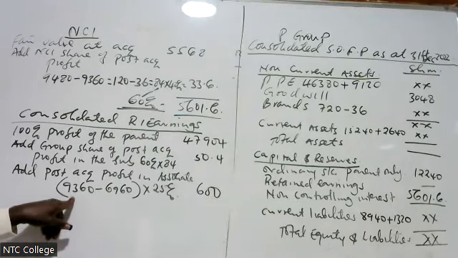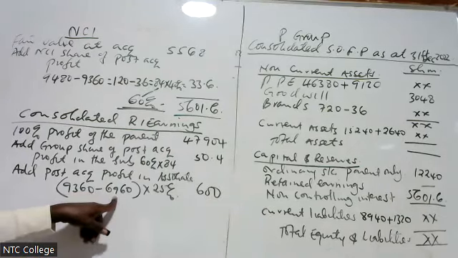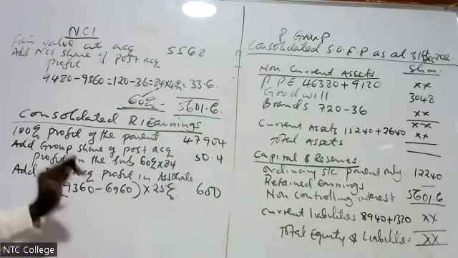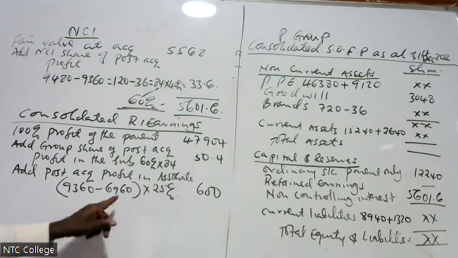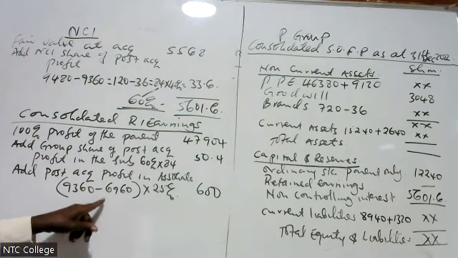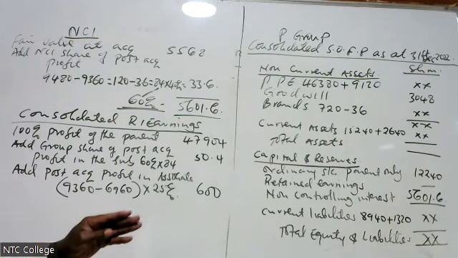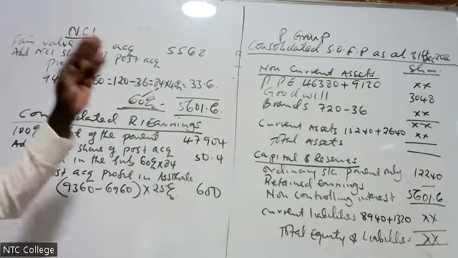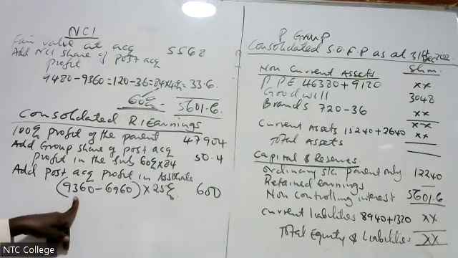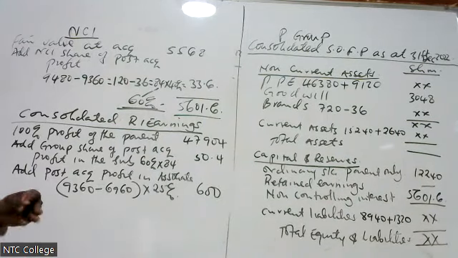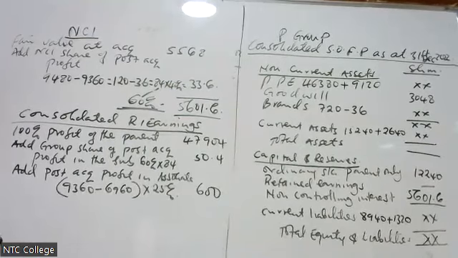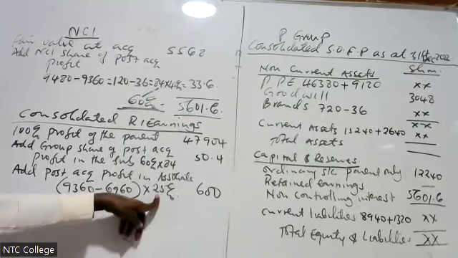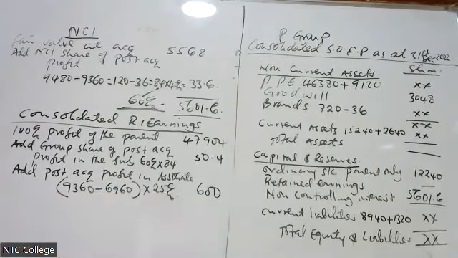Why am I taking 9360? Why am I taking 6960? Remember, when we acquired this company on 1st January, profit was 6960 when you read note number 1. But the time we gained control, we removed it from associate to a subsidiary. Their profit was 9360. Therefore, in between, how much was their profit? Then we take 25%.